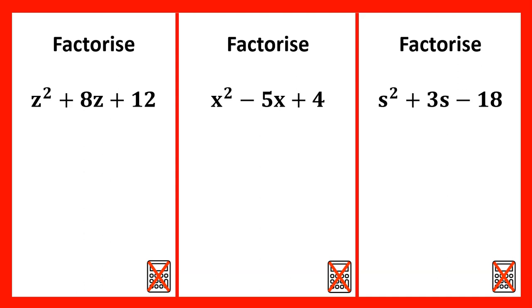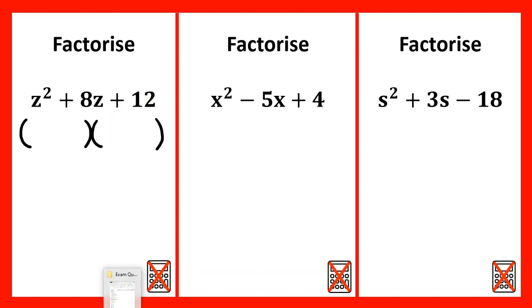A quadratic expression is an expression where the highest power of the variable is 2. They have the form of ax squared plus bx plus c, where a, b and c are constants that do not equal 0. So with this example, we have 1z squared, meaning that a would be 1. We have 8 lots of z, meaning that b would be 8. And we have a constant of 12 added on to the end, meaning that c would be equal to 12.